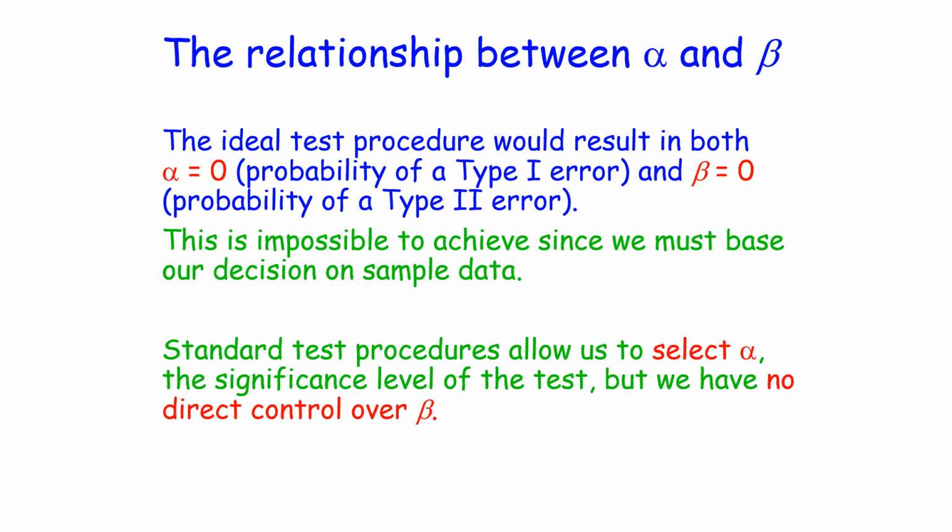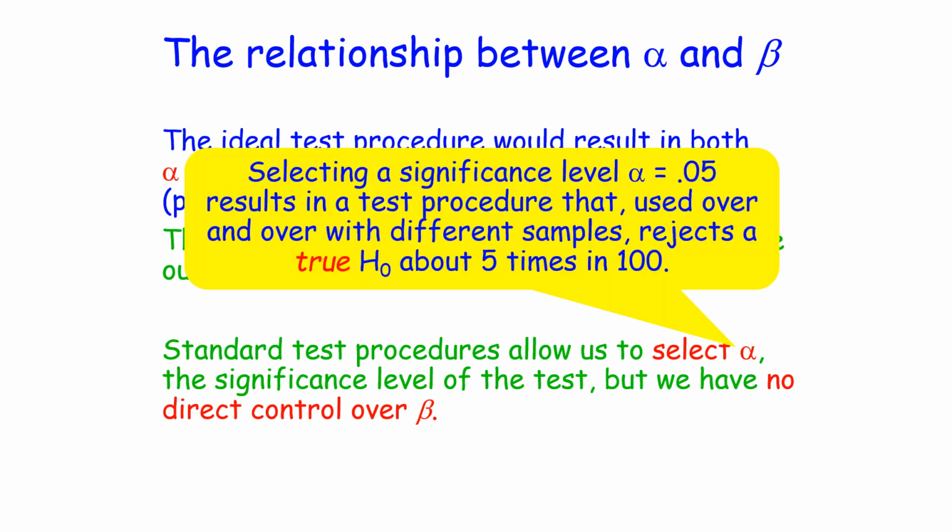Standard test procedures allow us to select alpha, the significance level of the test, but we have no direct control over beta. So selecting a significance level alpha of 0.05 results in a test procedure that, used over and over with a different sample, rejects a true null hypothesis about 5 times out of 100.